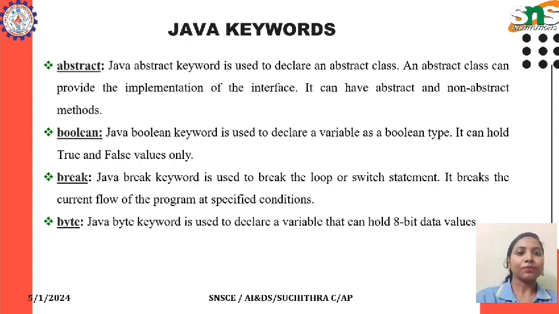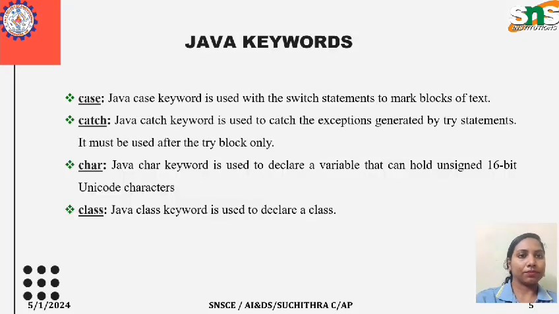Boolean. The Java boolean keyword is used to declare a variable as a boolean type. It can hold true or false values only. Break. It is used to break the loop or switch statement. It breaks the current flow of the program at a specific condition. Byte. It is used to declare a variable that can hold 8-bit data values.